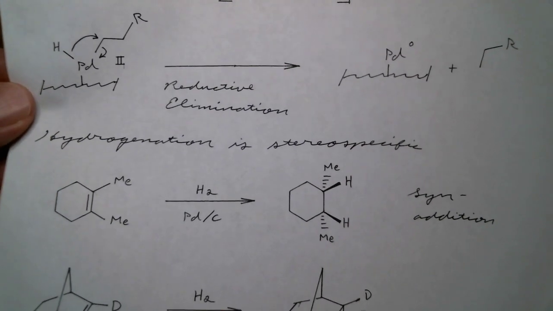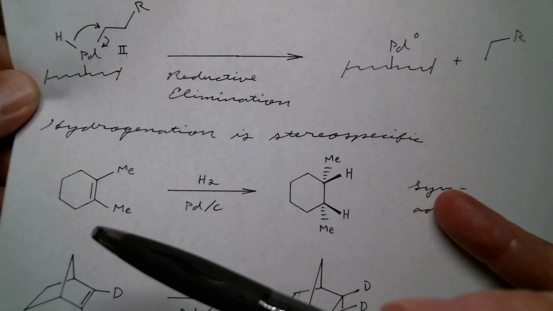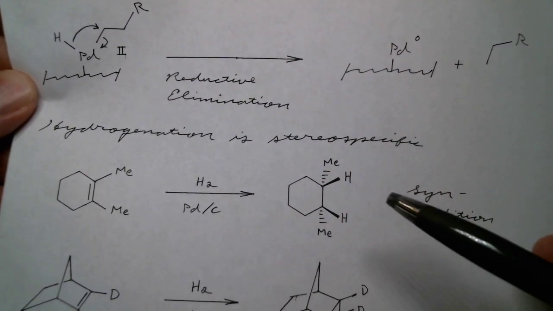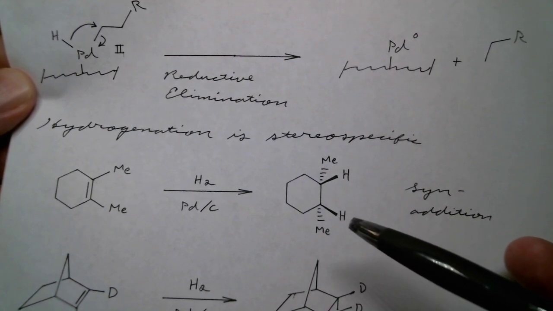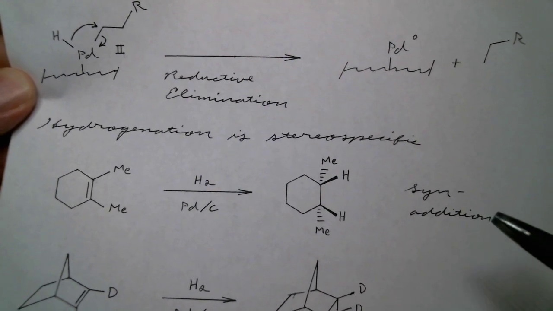Hydrogenation is stereospecific, so those hydrogen atoms add to the same face. So our alkenes have 2 faces. We could have a top face and a bottom face. Those 2 hydrogens end up being added or bonded to the same face of the alkene. We call that syn addition.